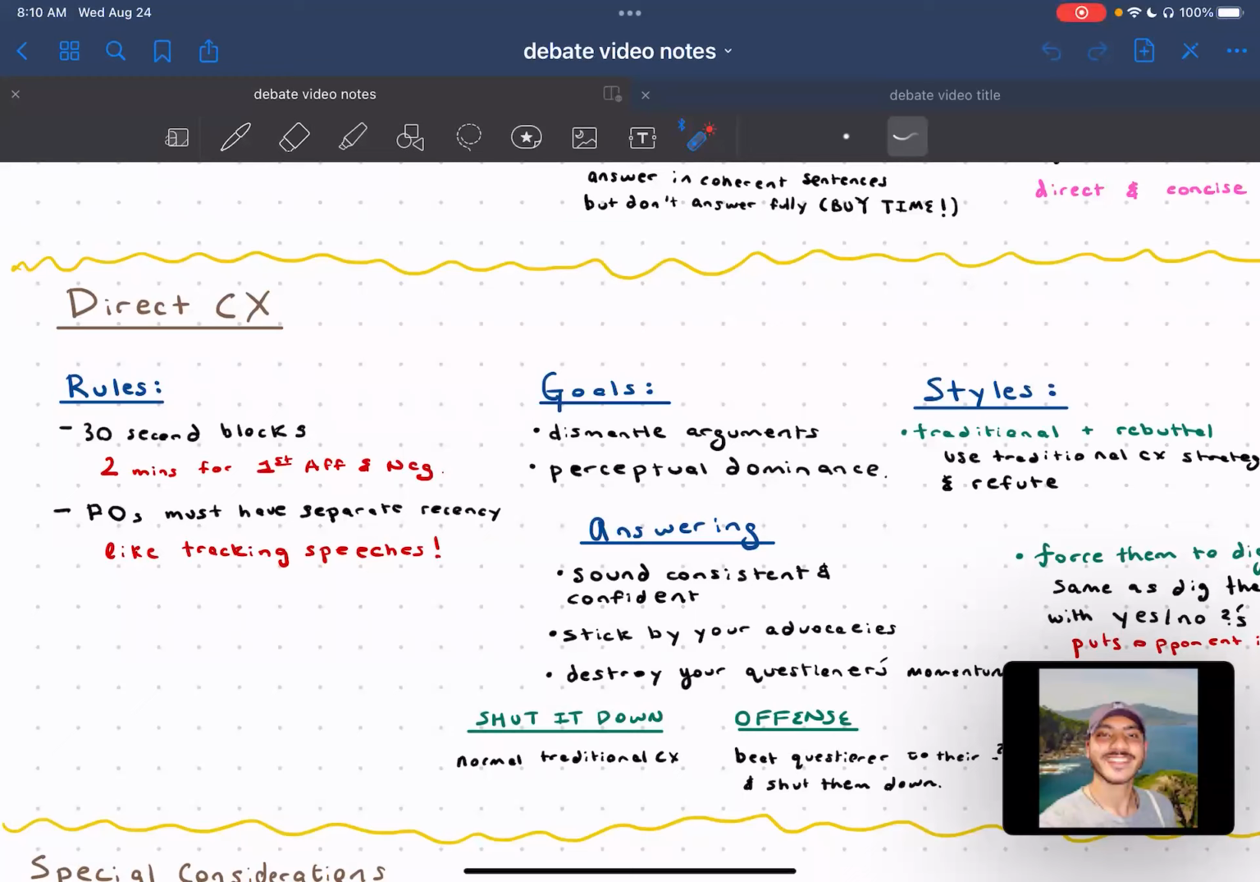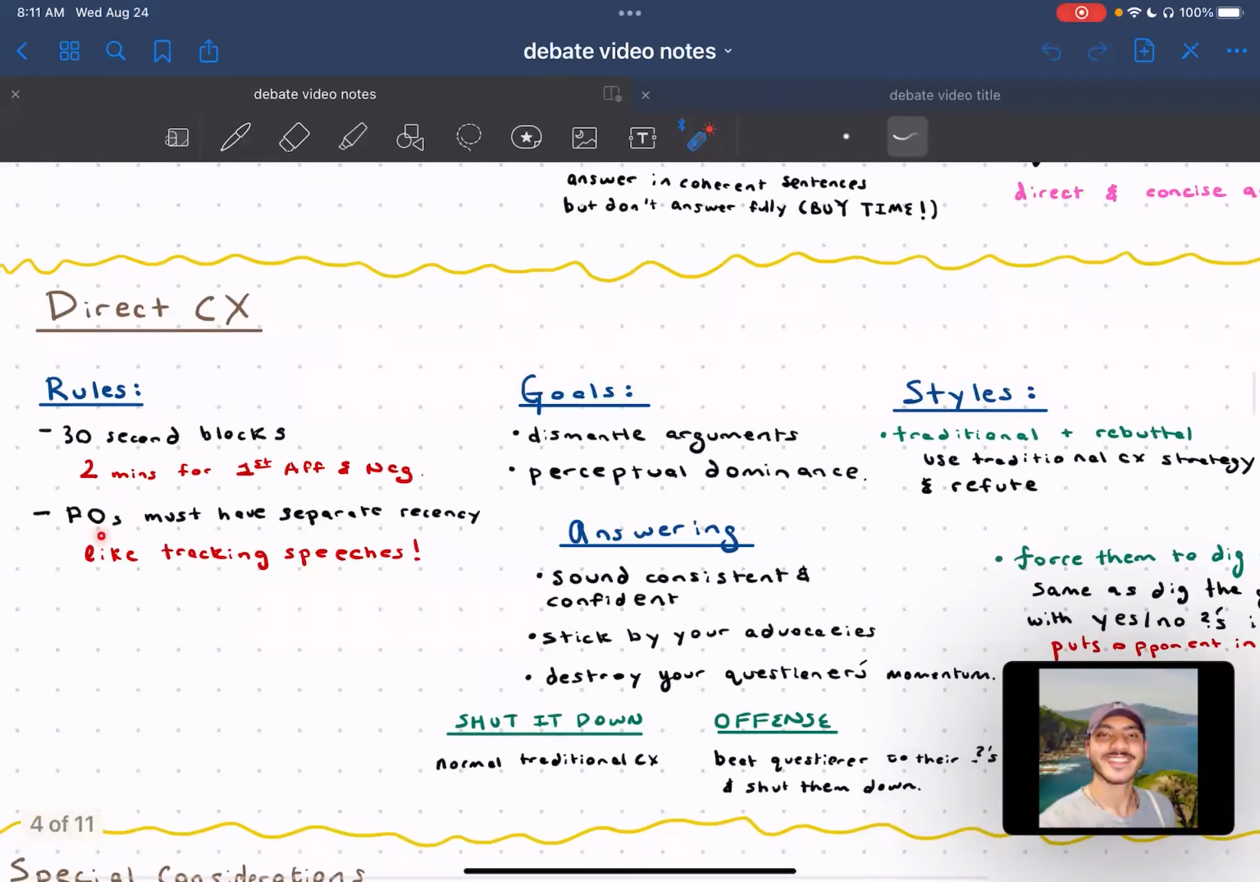The timings are the same, however, so 2 minutes for the first affirmative and negative speech and 1 minute for any subsequent speeches. That means that there will be 4 blocks of direct questioning in the first 2 speeches and 2 blocks in any subsequent speech.